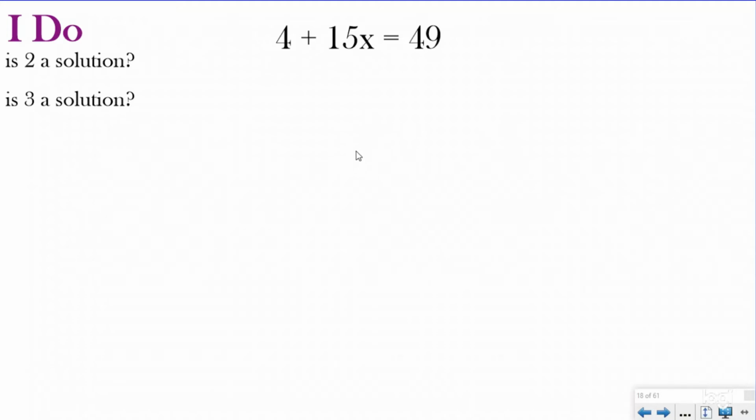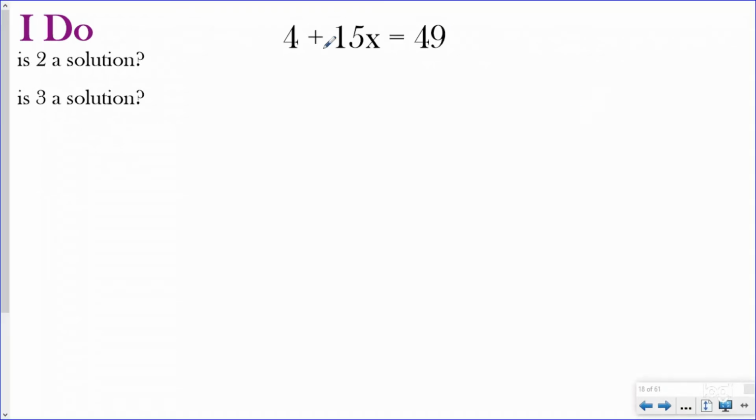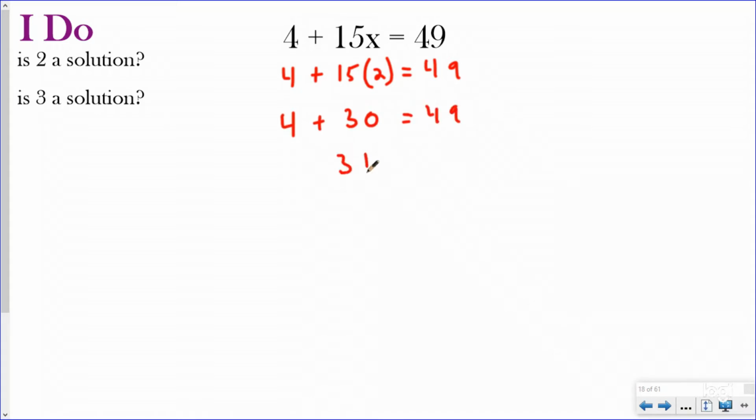The first thing we want to check is: is 2 a solution to this equation? Anytime you see an x, we're going to plug in a 2. For this one, there's only one x, which makes it a little bit easier. I'm going to rewrite this as 4 plus 15 groups of 2, and that equals 49. This one's not too hard because there's only one x to plug in. When I use my order of operations, I need to multiply first. And we can see here that we have 34 equals 49.